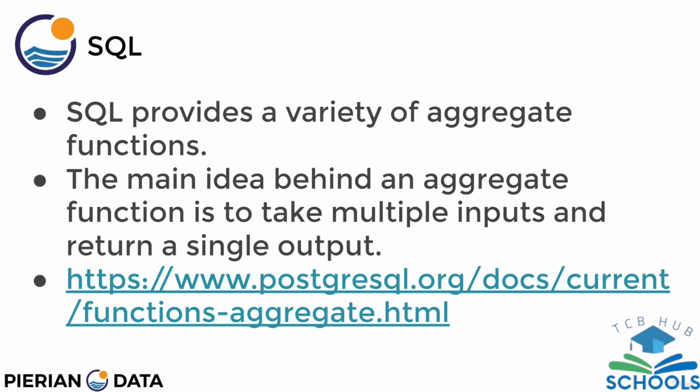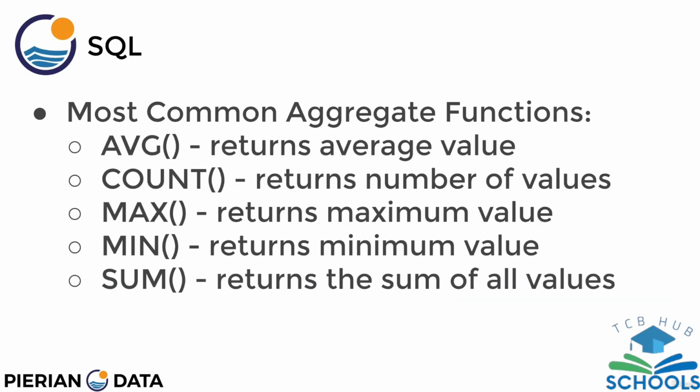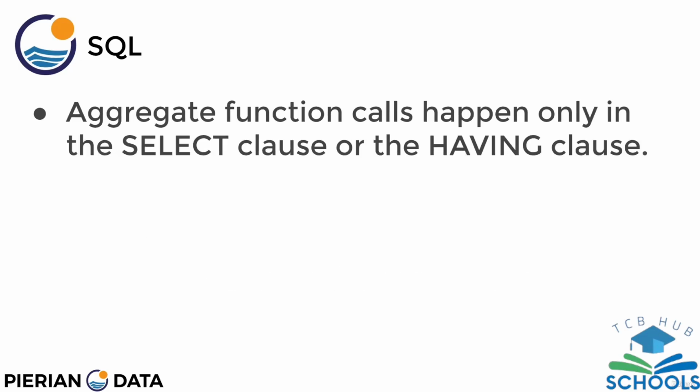The most common aggregate functions are average, which returns the average value or mean value. There's count, which we're actually already familiar with, returns the number of values or rows returned. Then there's max and min, which return maximum and minimum respectively. And then there's sum, which returns the sum of all the values, so it adds everything up in that particular column. Keep in mind that aggregate function calls happen only in the select clause or the having clause. We don't know about the having clause quite yet, but we're going to learn about it later on in this section.